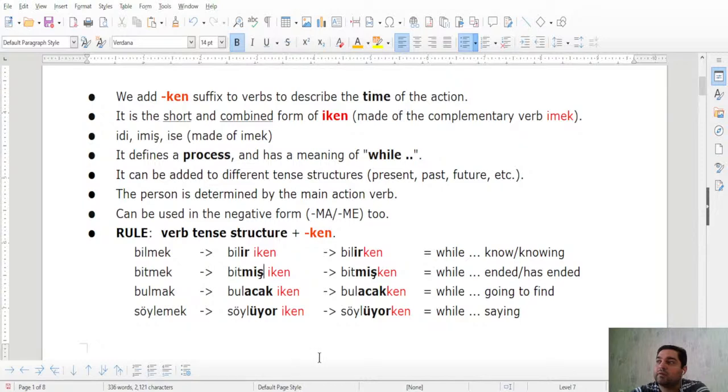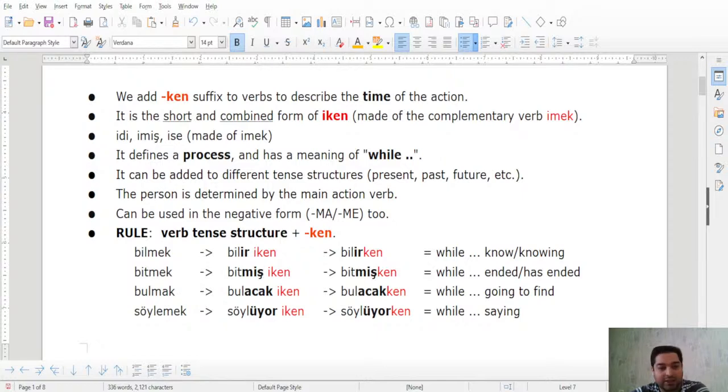Bitmişken, verdiyken, gördüyken. Doesn't sound good to me. No, it is not used. Bitmiş iken. That's how we use "while something having been done."